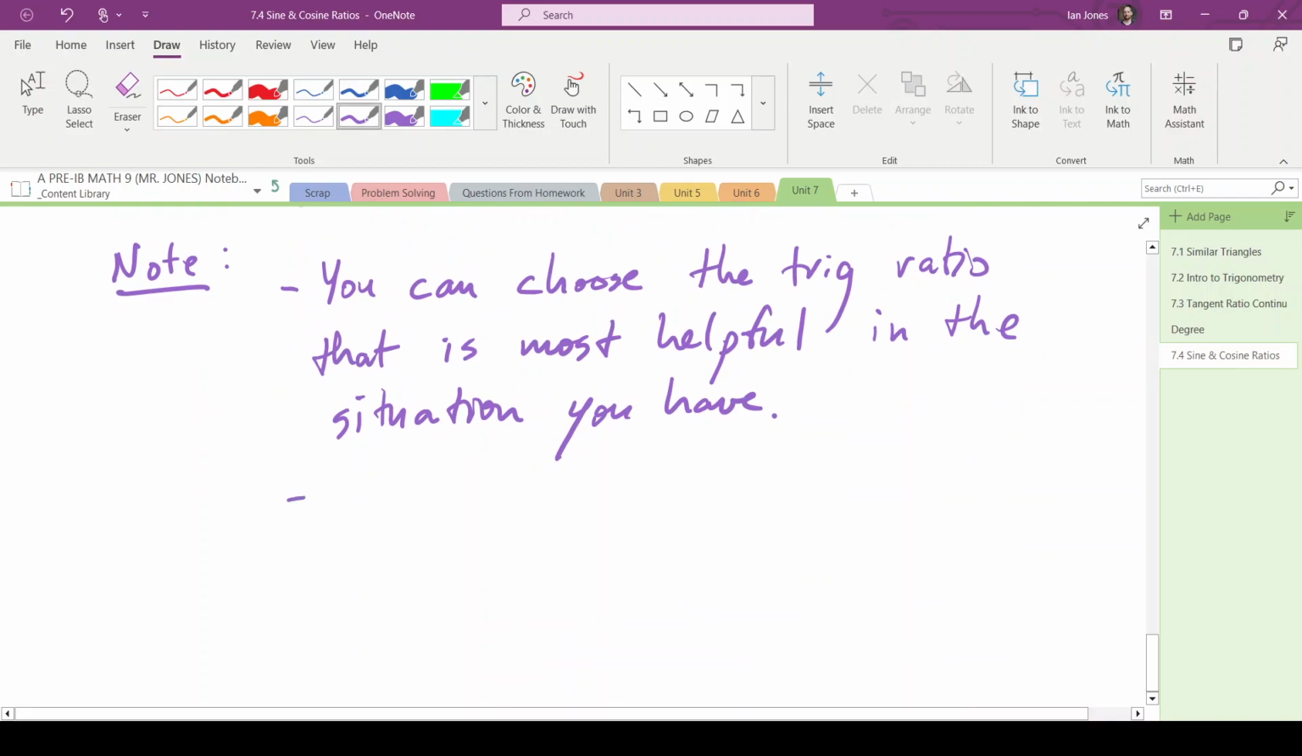Now, some people like to use an acronym to help them memorize them. So my second note is I'm going to say memorize the ratios.